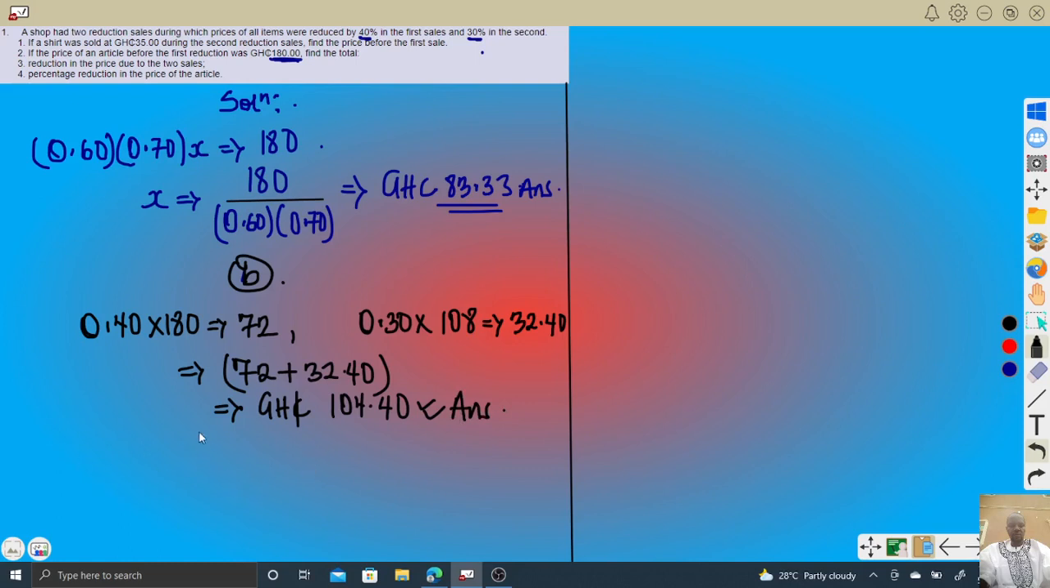Then the third question says the percentage reduction in the price of the article. So the total percentage is always in terms of... I'm doing the last one, which I call 4. Now this is the reduction after the two sales, 104.40 over the total amount, which is 180. We are multiplying all these answers times 100 because we are looking for percentage. So this will be calculator work. This is giving me 58%.